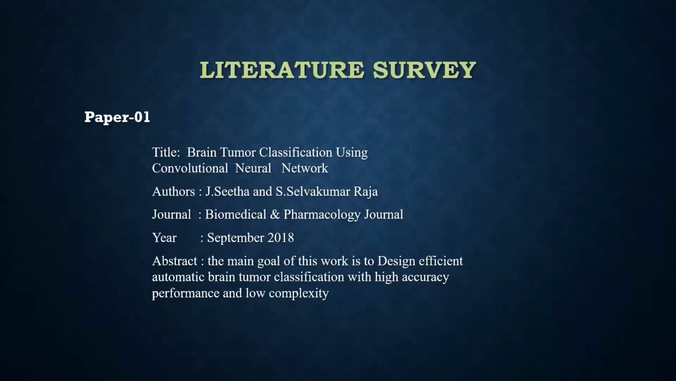Good morning, everyone. The title of the paper is Brain Tumor Classification Using Convolutional Neural Network. Authors J. Sita and S. Selvakumar Raj. Published in the Biomedical and Pharmacology Journal, in September 2018.